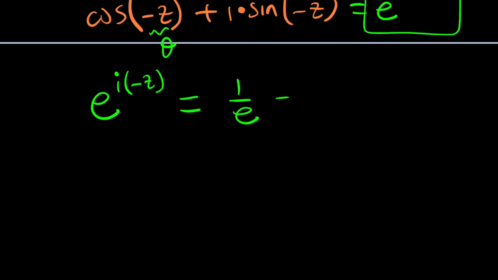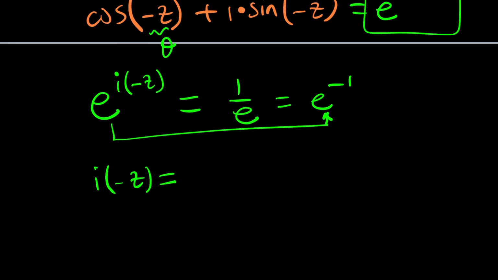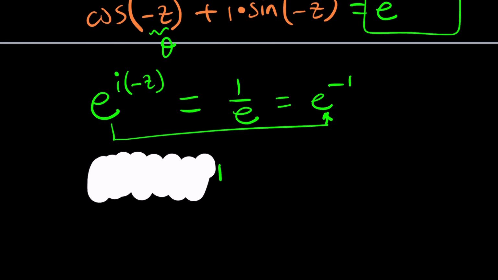Now, 1 over e can be written as e to the power negative 1, right? Not negative i, e to the power negative 1. Awesome. So now we have two exponentials that are equal. So can I safely say that i times negative z is negative 1? Yes and no. We have to be a little careful.